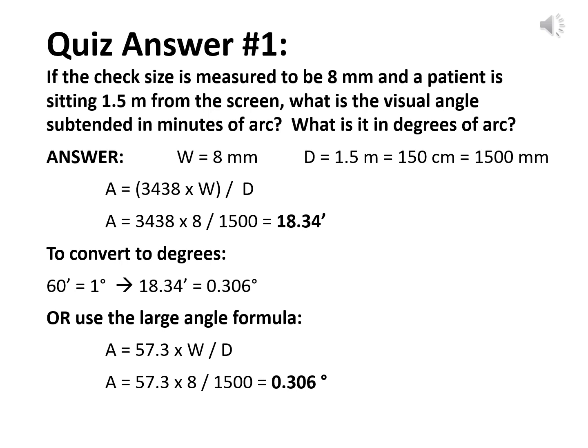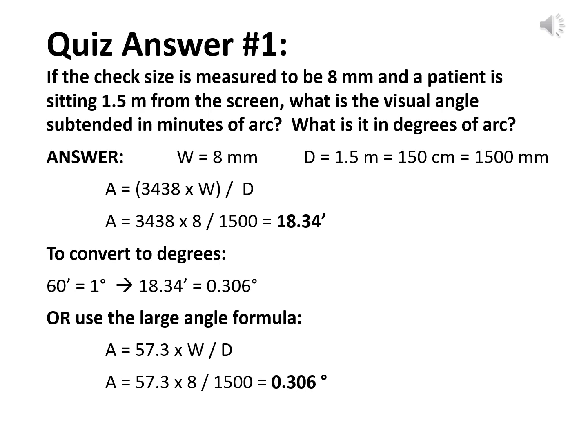For question number 1, the question asks, if the check size is measured to be 8 millimeters and a patient is sitting 1.5 meters from the screen, what's the visual angle subtended in minutes of arc and then also in degrees of arc? To calculate the answer, we start off by writing down our different variables. The width of the check is 8 millimeters, and it's already in millimeters, so we don't have to convert anything. The second variable, distance of the object to the eye, is given as 1.5 meters, which we have to convert to 150 centimeters, which is also 1,500 millimeters.